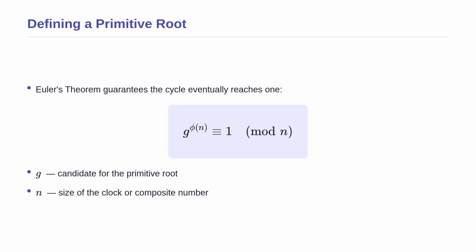The formula shown is based on Euler's theorem. Here, G represents our candidate for the primitive root, and n is the size of our clock. The symbol phi of n tells us exactly how many numbers are co-prime to n. The formula guarantees that raising any valid number to the power of phi of n will always bring you back to the number 1. However, a true primitive root will not hit the number 1 any earlier than this exact step.